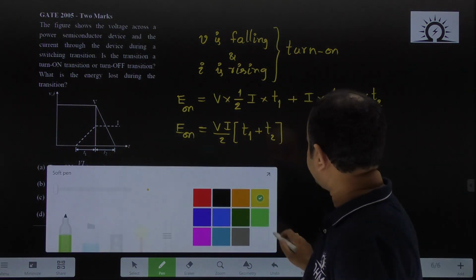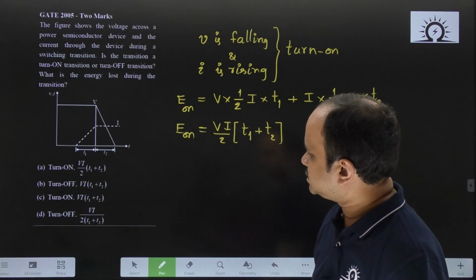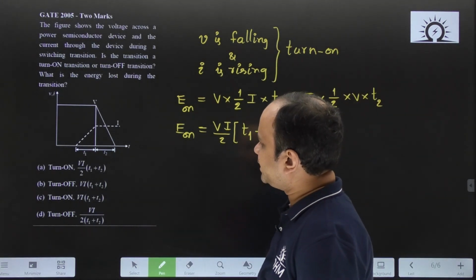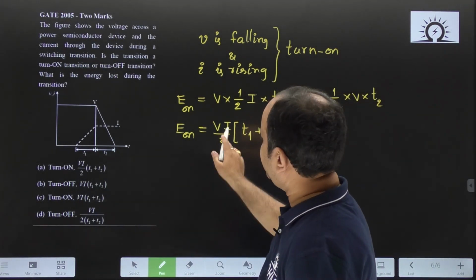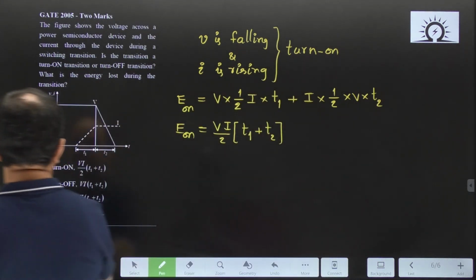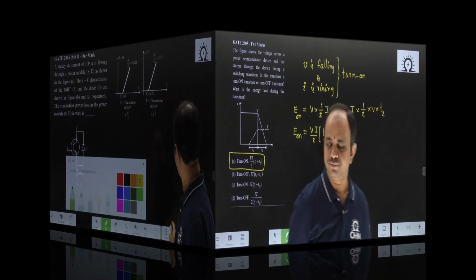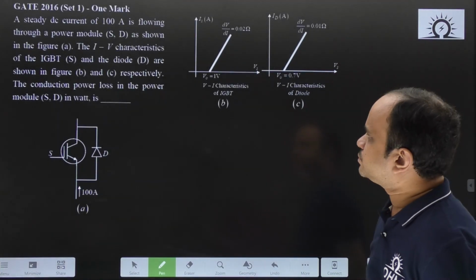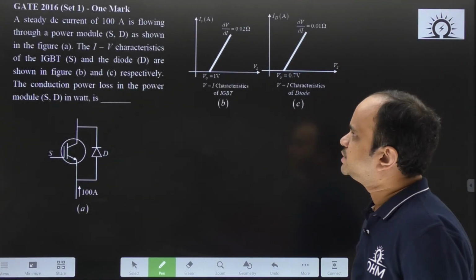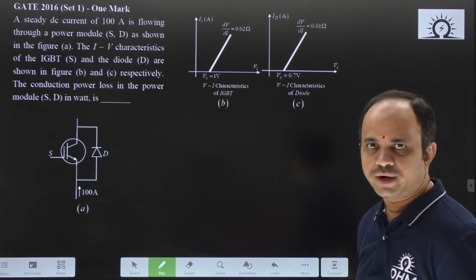Therefore, for this question the correct answer is: the transition is a turn on transition and VI by 2 into T1 plus T2. Option A is the correct answer. Now, let us move to the next question. This question was given in the 2016 GATE exam for 1 mark.